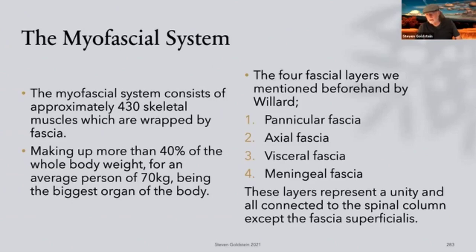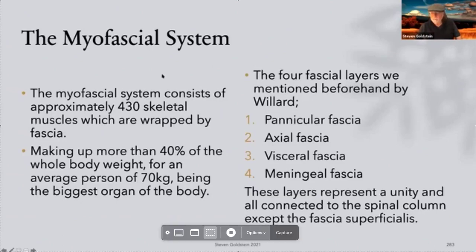As we mentioned in the second module, if we use the layers according to Willard, well, then we have our appendicular fascia, which is extremities, our axial fascia, we have visceral, and the cranial-meningeal. And those layers then represent the unity and are all connected to the spinal column, except for the superficial fascia.